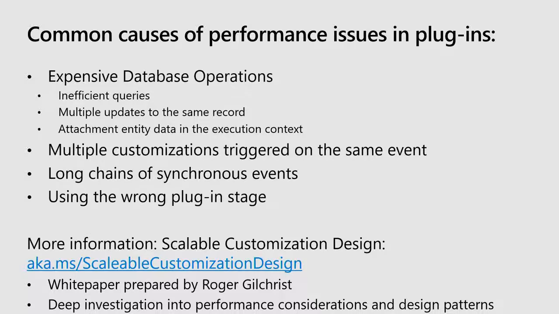So some of the common causes for performance issues in plugins are, as I mentioned before, expensive database operations. Queries are inefficient. They return more data than they need to. Multiple updates to the same record. You may have one plugin that updates the record, and another plugin that updates the record. All of these operations can be consolidated and made more efficient.